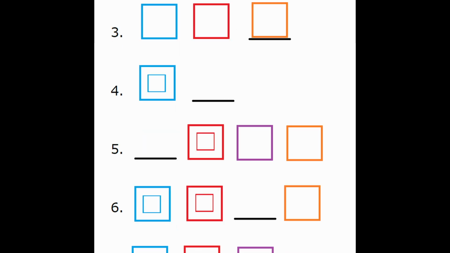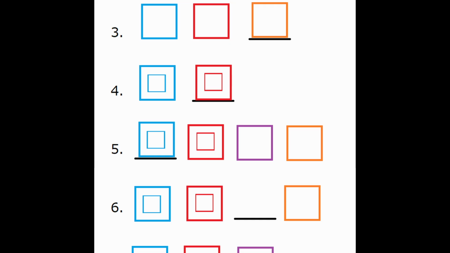On number 4, we have a double square. And from rule number 3, if the blue square is a double square, the red square must also be a double square. So that's going to be a double red square. Number 5, we have a longer sentence here, but we see that there is a blue square missing. That has to be at the beginning. And we see we have a double red, which means this has to be double blue.